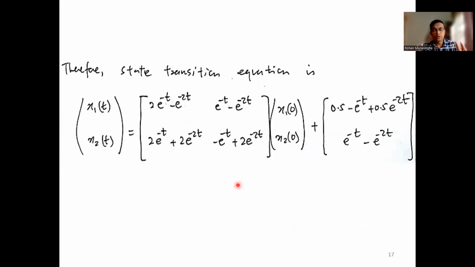So when you put the autonomous part, which is this one, transition matrix times state value at time 0, plus how much the state variables change because of the control signal, when you put these two together, you get on the left-hand side the final state variables, the values at time t.